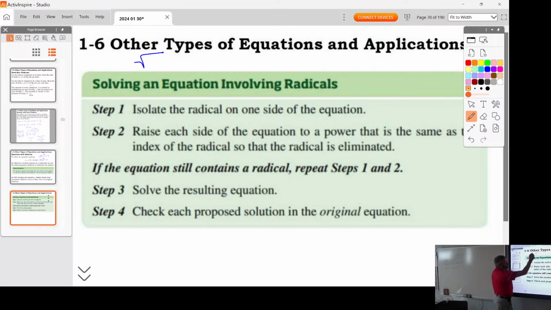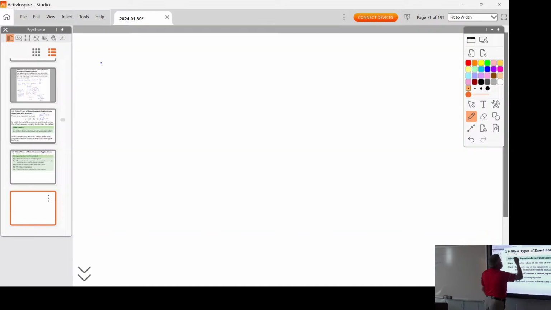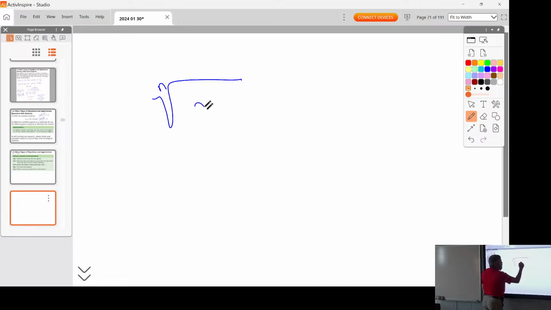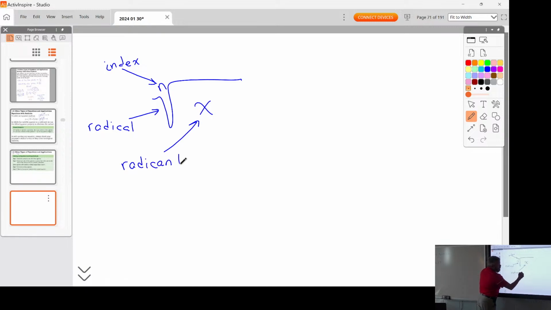Okay. This is a radical. Let me make it bigger. Put it on the wrong side. Okay, here's the little picture here. This symbol right here is a radical. This number here is called the index. And this number here is called the radicand.